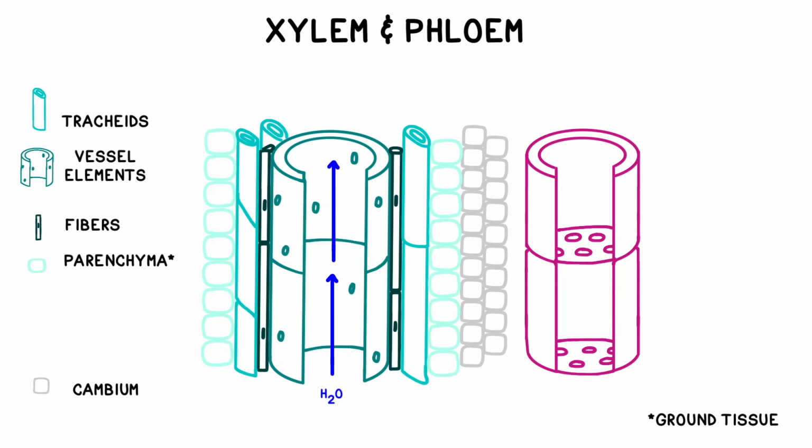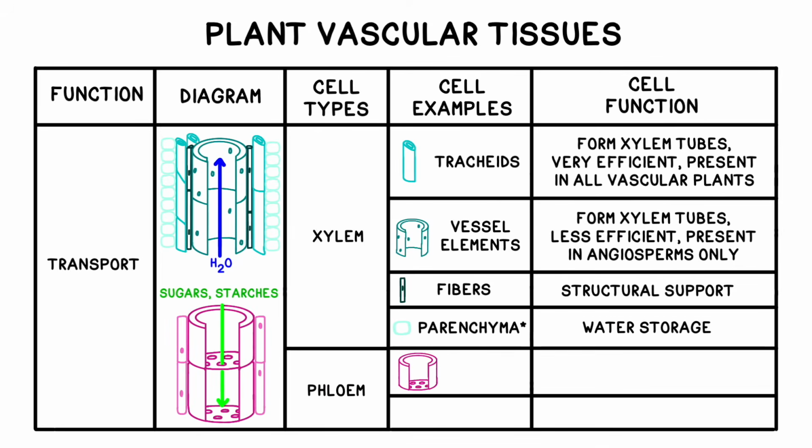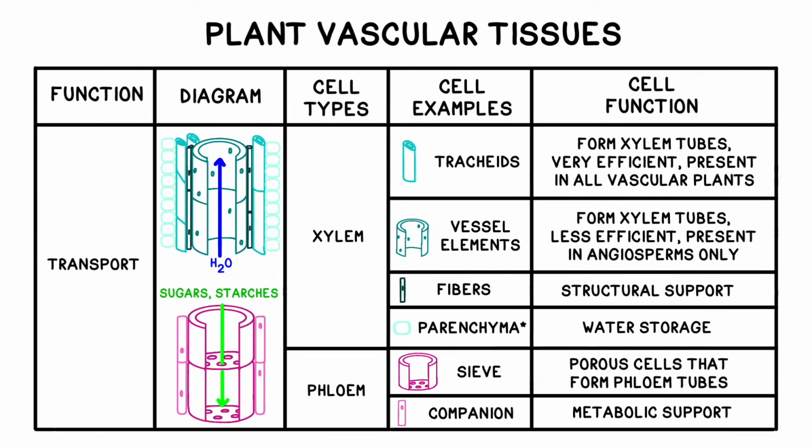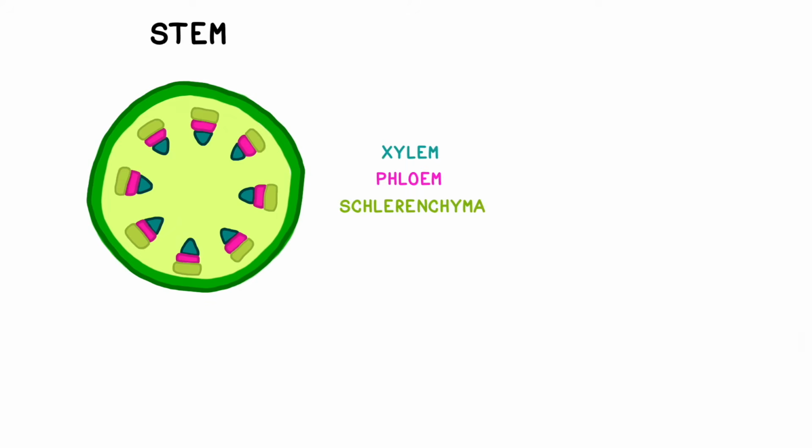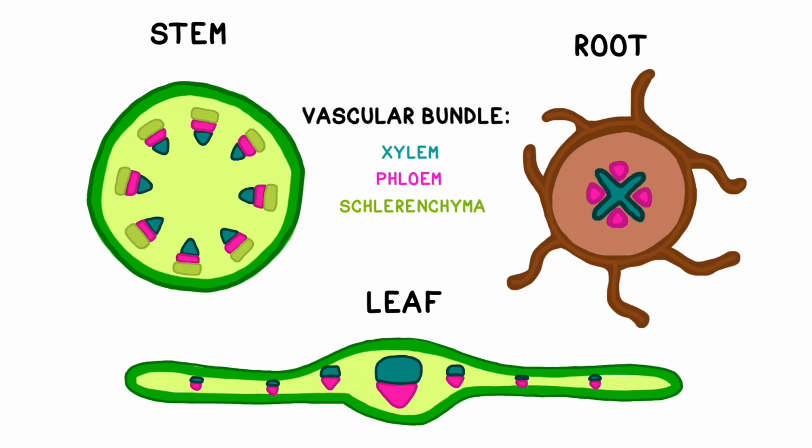Phloem consists of sieve cells and companion cells. Sieve cells are porous cells that form the phloem tubes and have no life-sustaining organelles. Companion cells provide metabolic support to the sieve cells. Xylem and phloem lie close together in what is called a vascular bundle, but they are separated by cambium tissues. Over time, the cambium tissues can differentiate and form new vascular cells if needed.